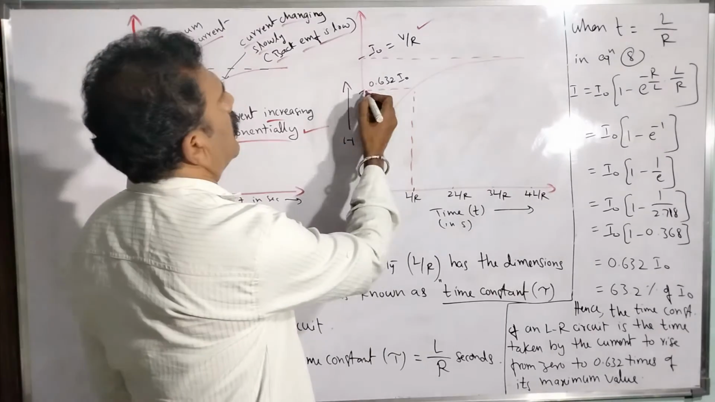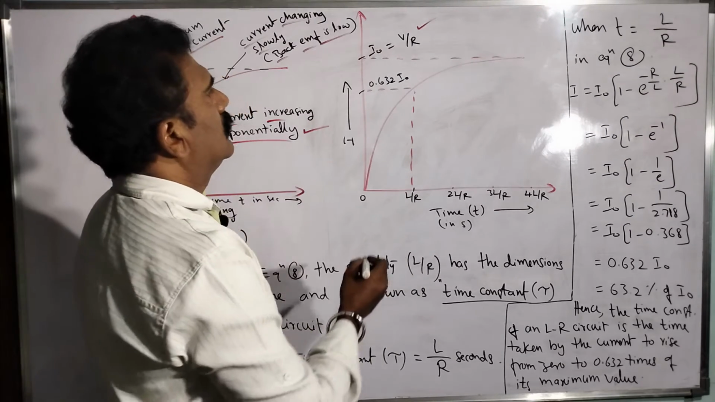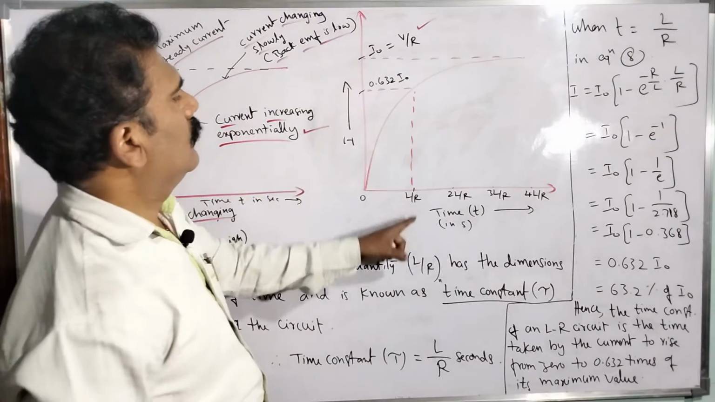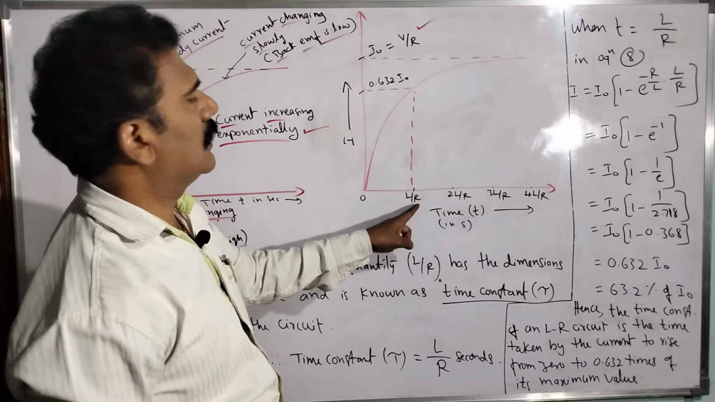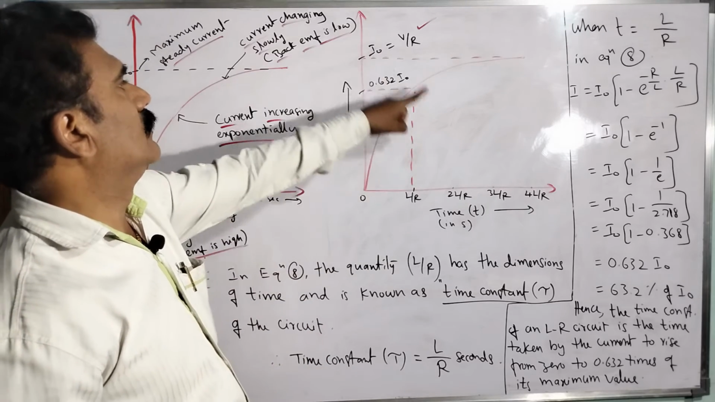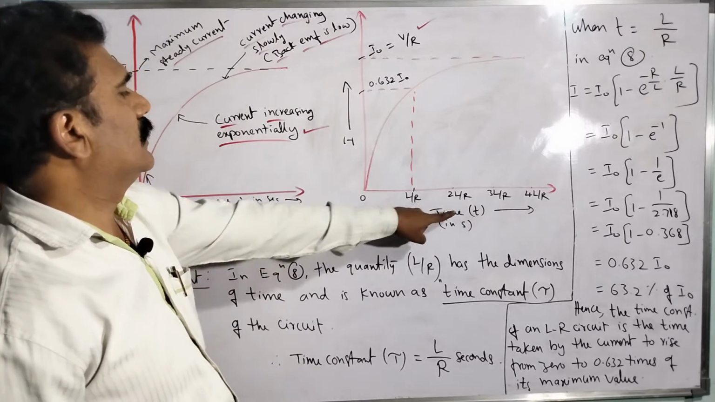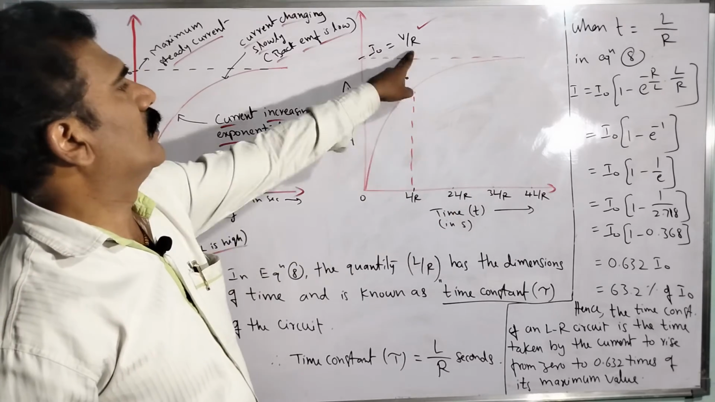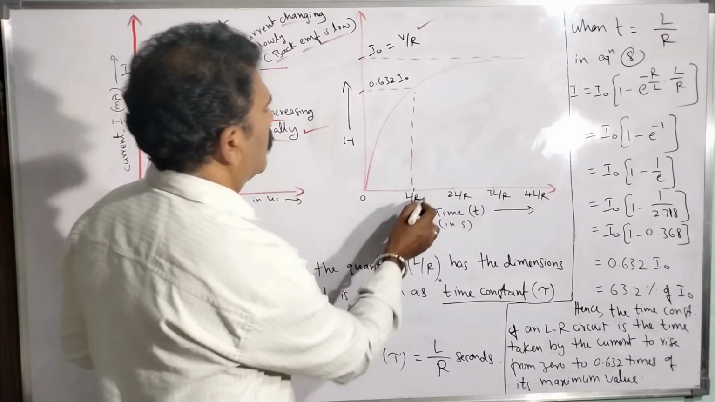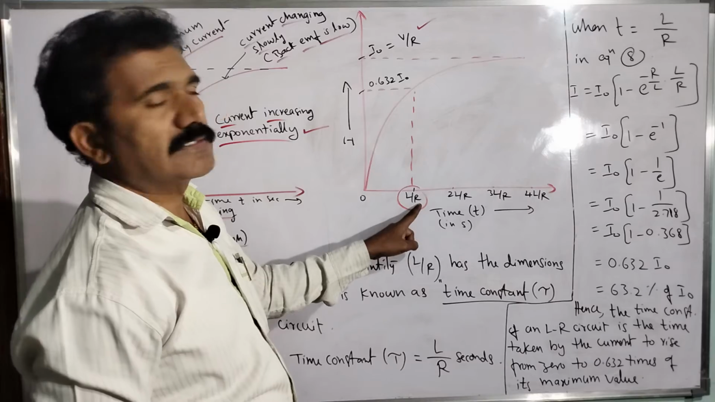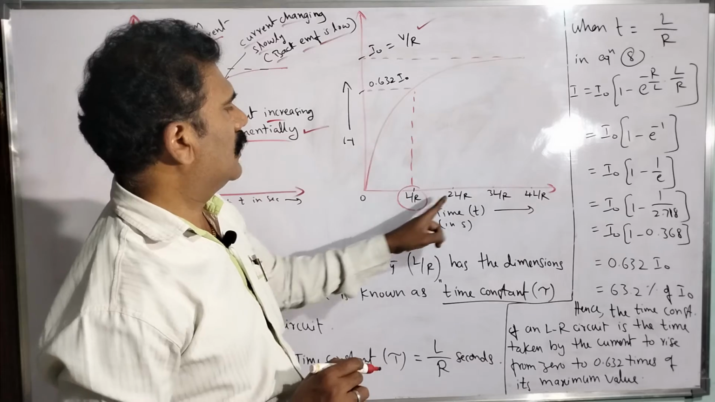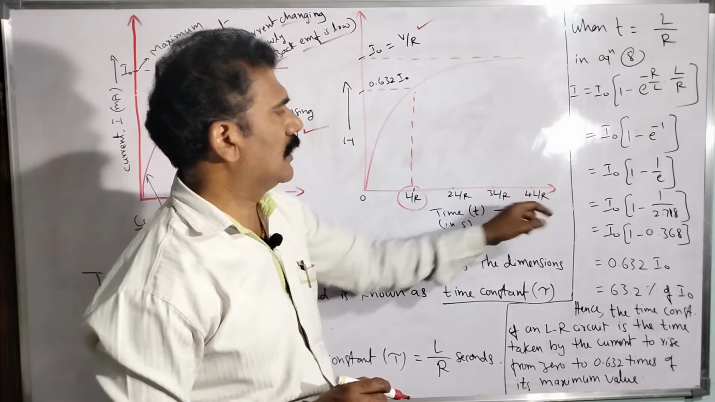Now what is this 0.632 times I naught? It is 63.2% of its maximum value, isn't it? That is achieved only when the time is equal to L by R. If t is equal to L by R, it is not at maximum, it is reaching only 63.2% of its maximum value. That particular time, L by R, is called the time constant. Further, it has multiples of L by R: 2 into L by R, 3 into L by R, 4 into L by R, etc.